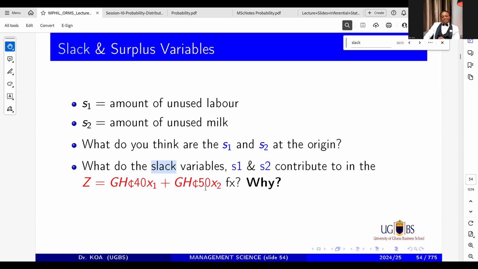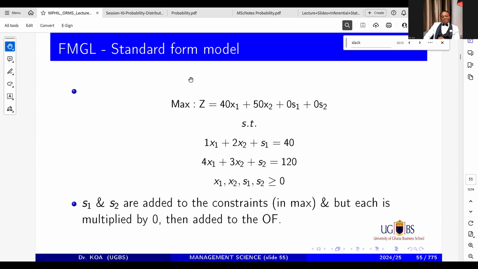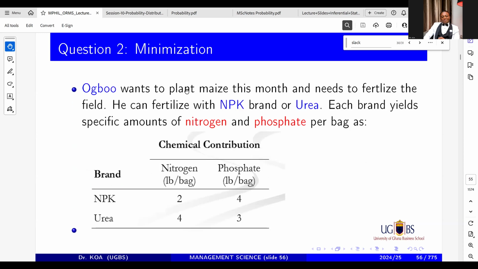What do the slacks contribute to in the objective function? Well, I've said it before. The slacks contribute nothing to the objective function, because the slacks are wasted resources. Once you have wasted resources, they don't add anything to the objective function. All right. That is what I wanted to show you regarding the slacks before we go to the purpose of our work today.